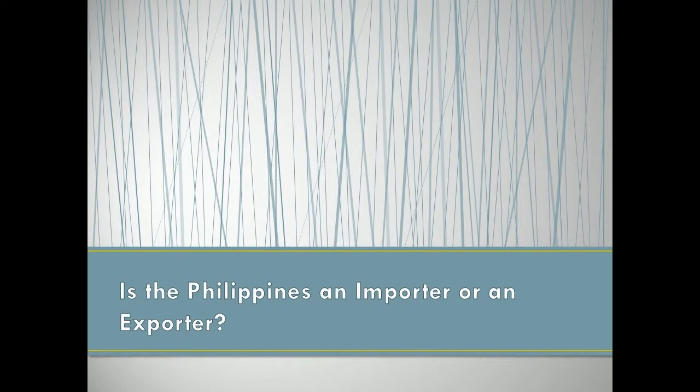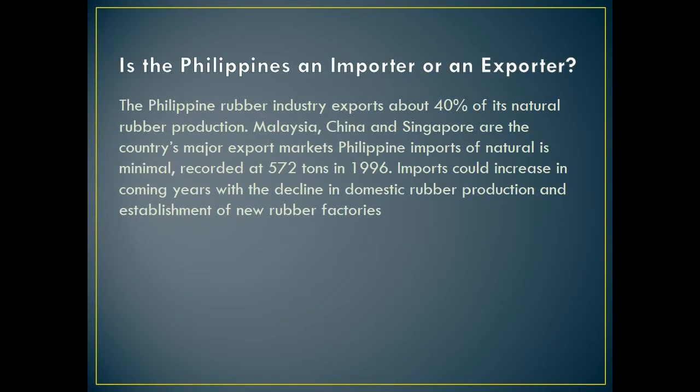Is the Philippines an importer or an exporter? The Philippine rubber industry exports about 40% of its natural rubber production. Malaysia, China and Singapore are the country's major export markets. Philippine imports of natural rubber are minimal, recorded at 572 tons in 1996. Imports could increase in coming years with the decline in domestic rubber production and establishment of new rubber factories.